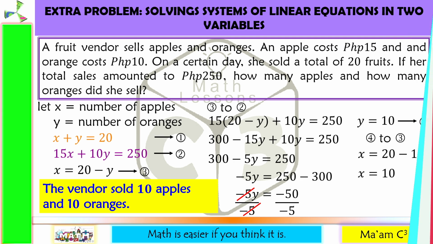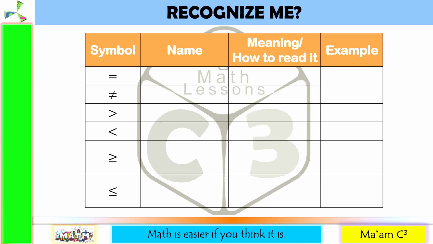Now, let's have an activity. Recognize me. I have here different mathematical symbols and we are going to supply its name and the meaning or how to read it and give an example. This one is equal sign and it is read as is equal to. For example, 5 is equal to 5.